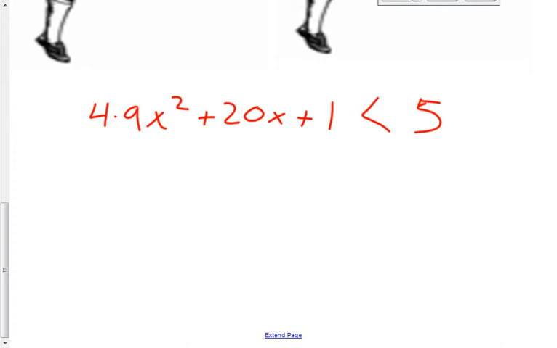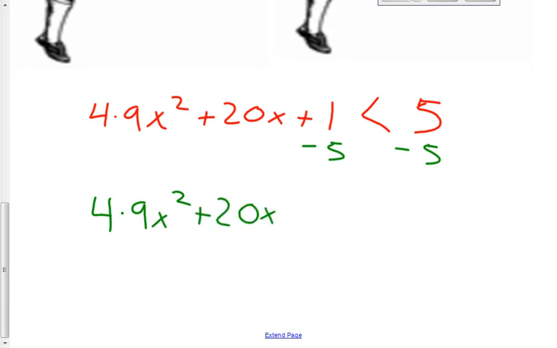So now, class, if I were to solve this inequality by putting a 0 on the right side here, I would then have to subtract 5, correct? Subtract 5. So my new equation is negative 4.9 x squared plus 20x minus 4, less than, or I guess we could say equal to 0.